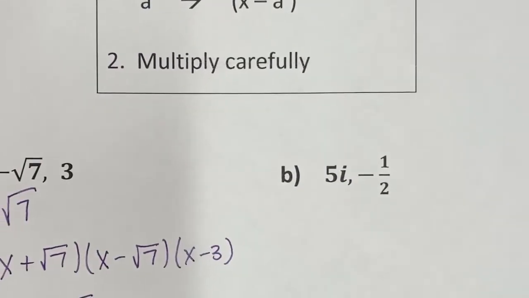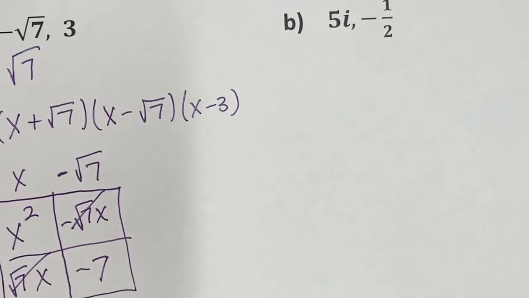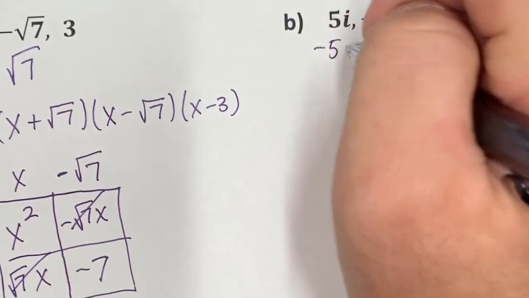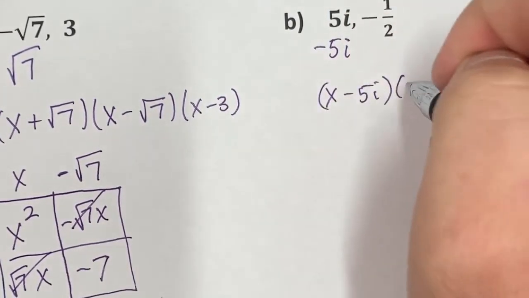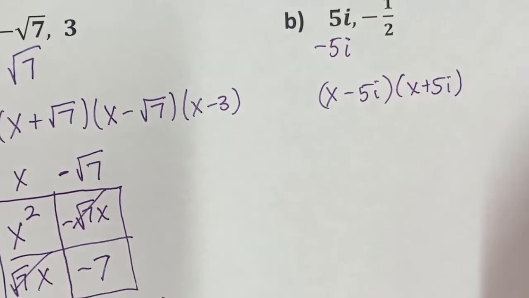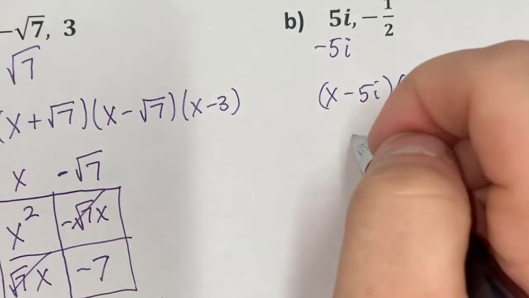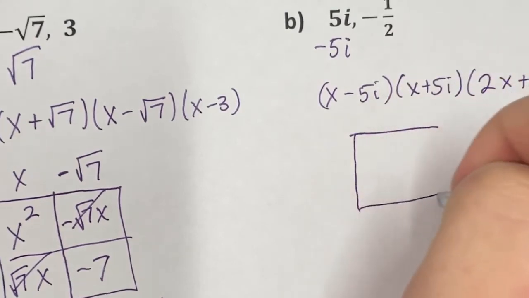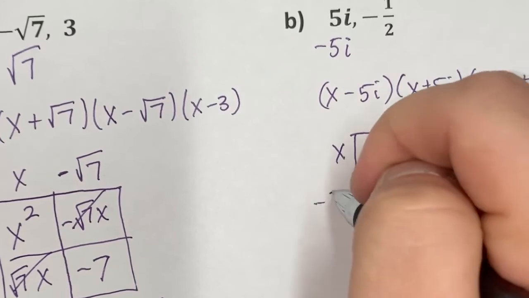Let's look at a polynomial that has imaginary roots, in this case 5i. Negative 5i would also be a root. So my factors would be x minus 5i times x plus 5i. And for the fraction, it would be x plus 1/2, but we don't want the fraction, so we bring the 2 in front of the variable, and we get 2x plus 1. We can draw a box here to multiply the first two together, the x minus 5i and the x plus 5i.